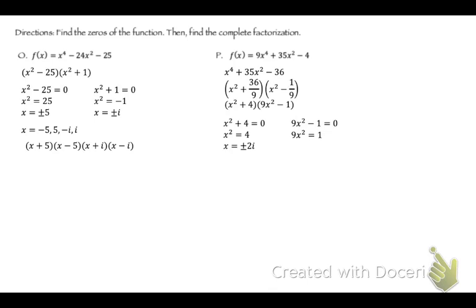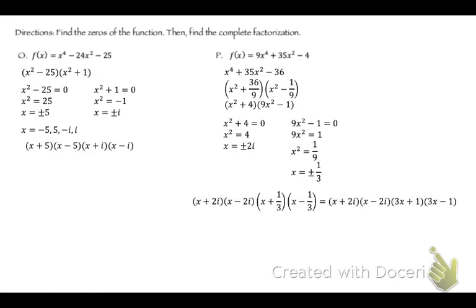This next one, I'm going to add the 1. Divide by 9, square root both sides, and you get plus or minus 1/3. So then this is going to be x plus 2i, x minus 2i, x plus 1/3, and x minus 1/3. And kind of like the slide and divide thing, we just need to slide that 3 back. So that's going to be x plus 2i, x minus 2i, 3x plus 1, and 3x minus 1.